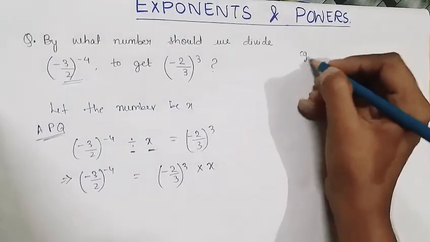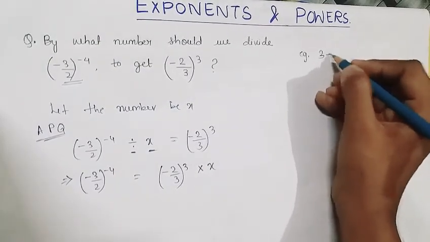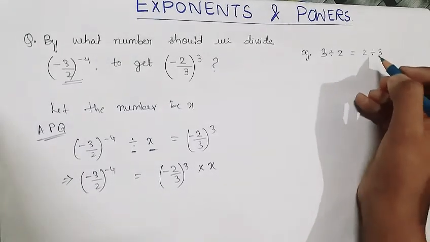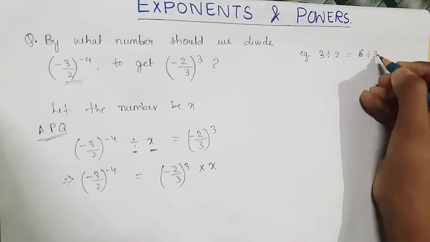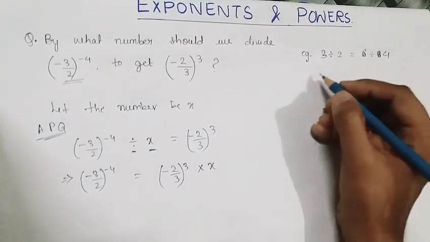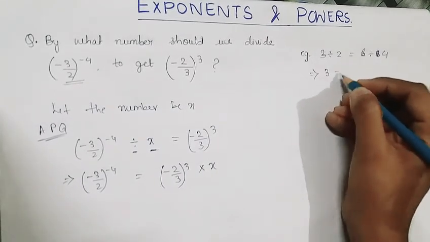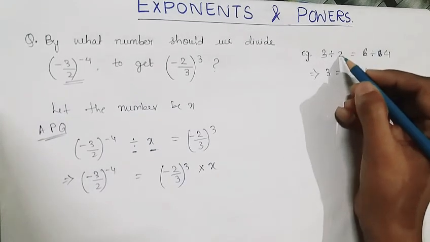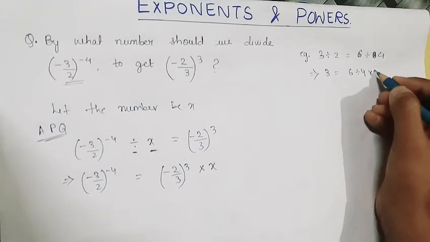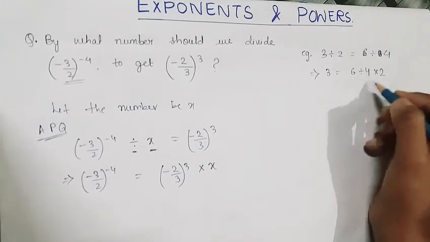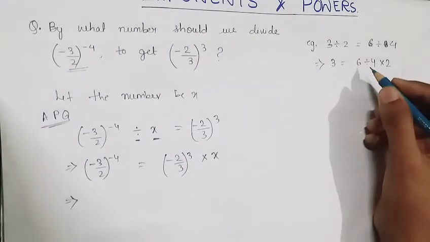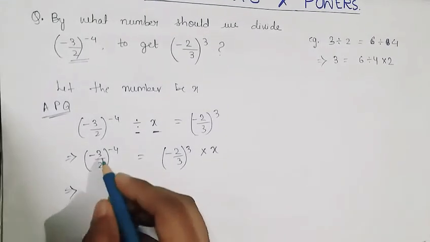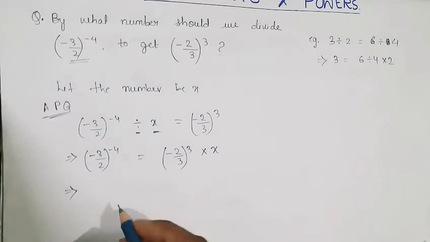For example, if we have 3 divided by 2 equals 6 divided by 4, this can alternatively be written as 3 is equal to 6 divided by 4, and this 2 will come over here in multiplication sign. We can write this equation like this too. So the same thing I have done over here. So the next step will be that I have to solve this.